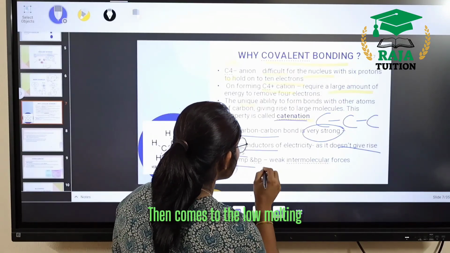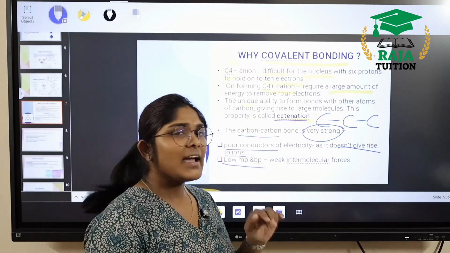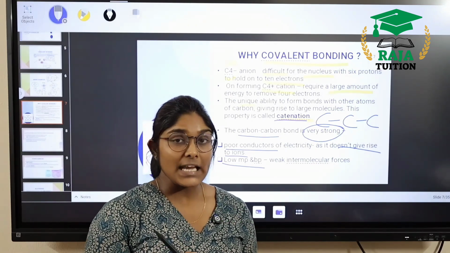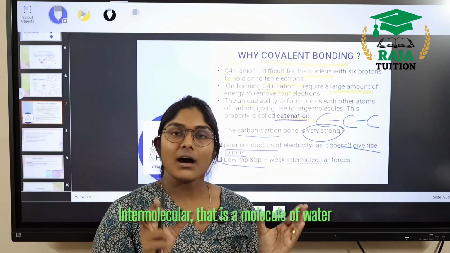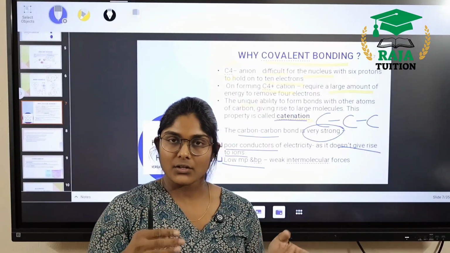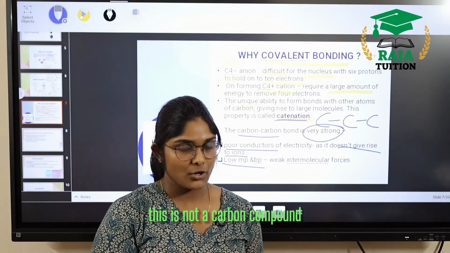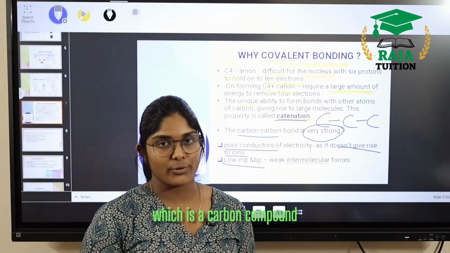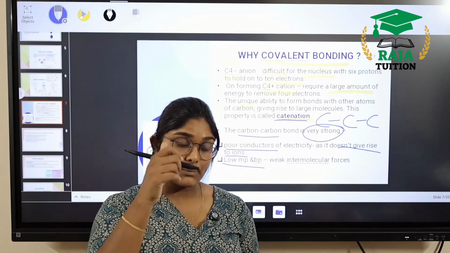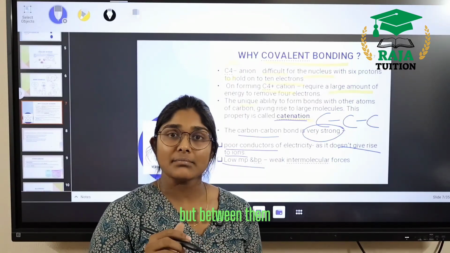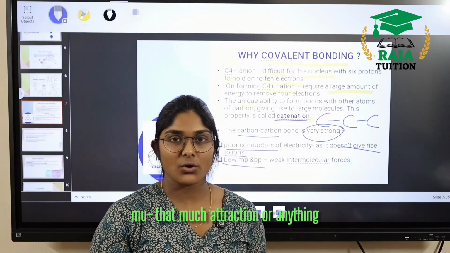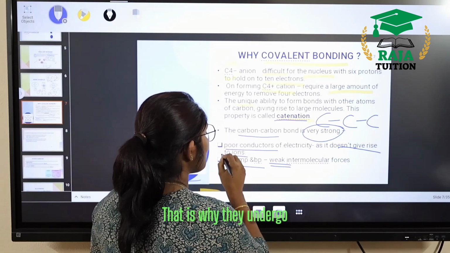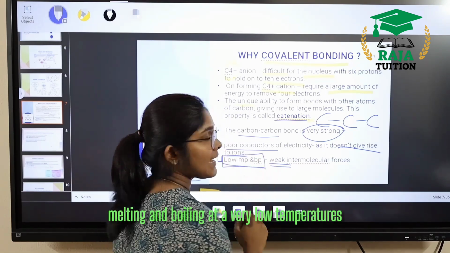Okay, then comes the low melting and boiling point. Why is it so? It is because of the low intermolecular forces between these molecules. Intermolecular, that is a molecule of water and another molecule of water. Just for example, this is not a carbon compound, but say 2 molecules of alcohol, which is a carbon compound. The bonds within them are very strong, but between them they don't have that much attraction, so they have weak intermolecular forces. That is why they undergo melting and boiling at very low temperatures.